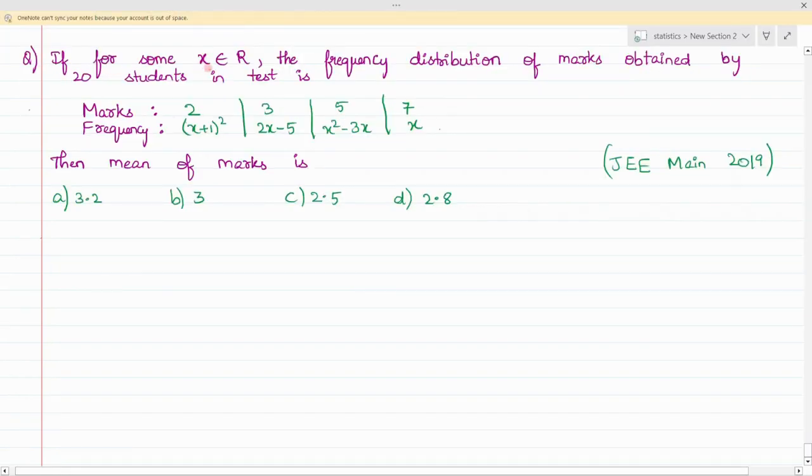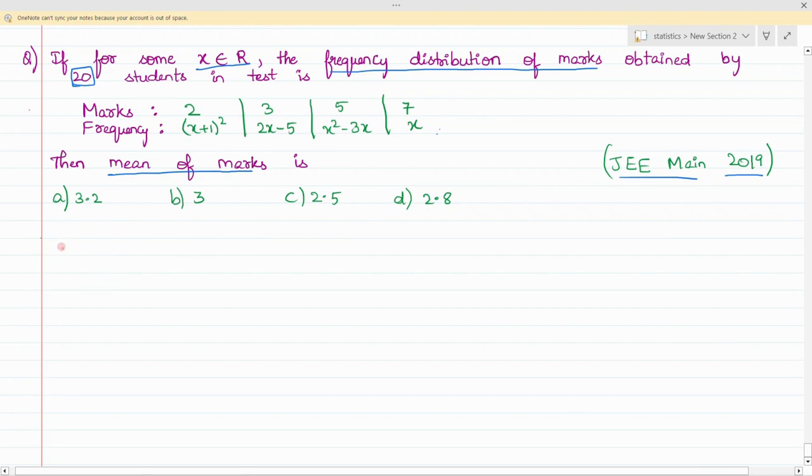In this question, it is told that x belongs to the real numbers and the frequency distribution table is given, which is related to marks and their frequency for 20 students. So the total number of students is 20 and we need to find the mean of marks. This question came in JEE in 2019. So basically the main trick over here is that when you sum up all the frequencies, it should be equal to the total number of students.